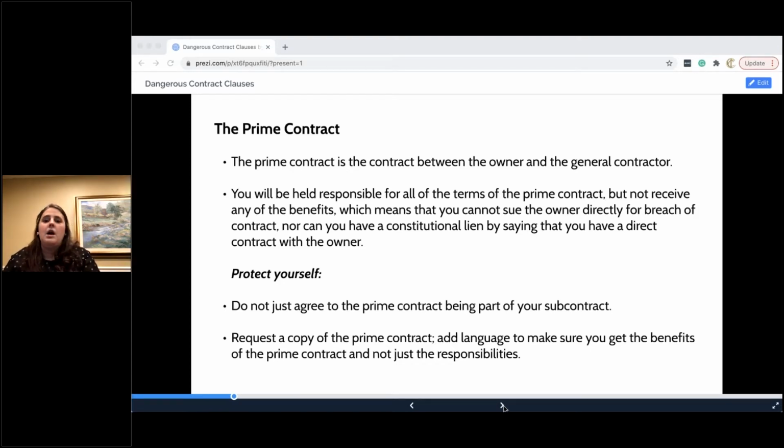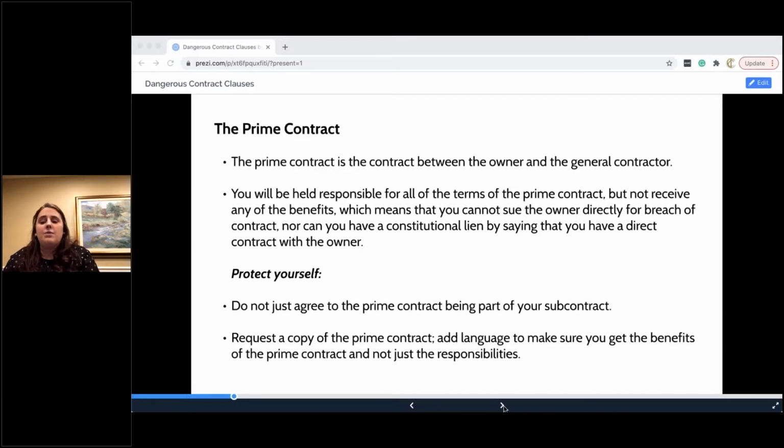And that's why you always need to get a copy of it. So don't just sign, don't just assume that what's being used is the AIA form for a prime contract. Don't assume that it only applies to the owner and the general contractor. Get a copy of it.